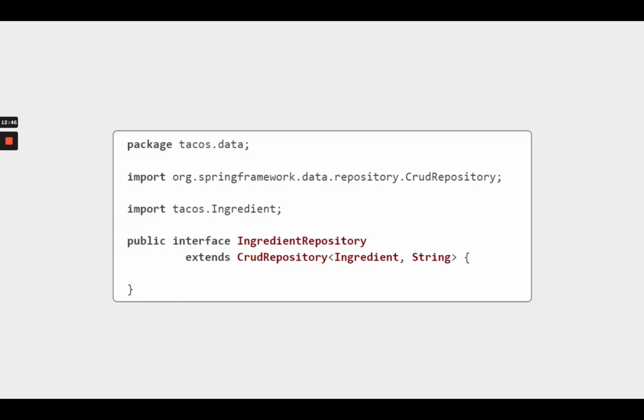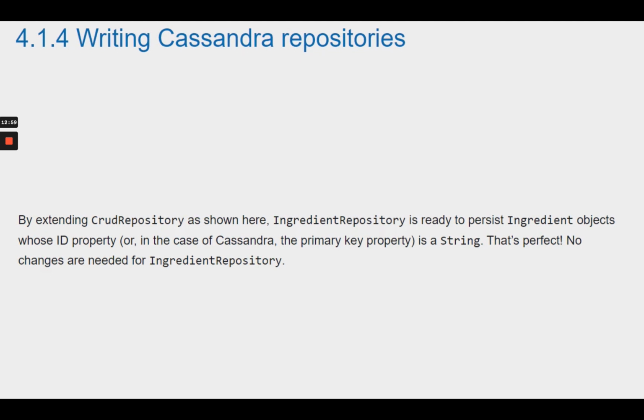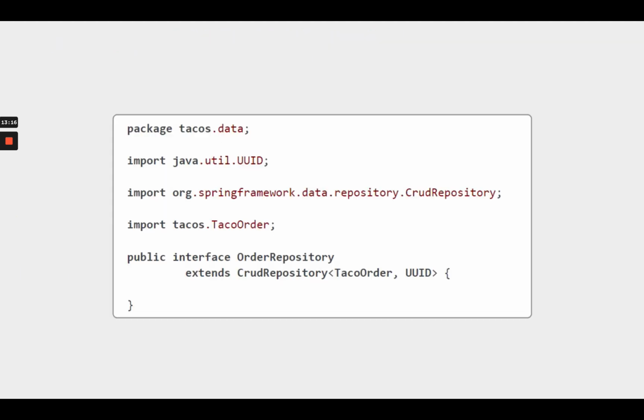In fact, there's very little that you'll need to change in the repositories we've already written to make them work for Cassandra persistence. For example, consider the following ingredient repository we created in Chapter 3. By extending CrudRepository as shown here, IngredientRepository is ready to persist Ingredient objects whose ID property, or in the case of Cassandra, the primary key property, is a String. That's perfect. No changes are needed for IngredientRepository.